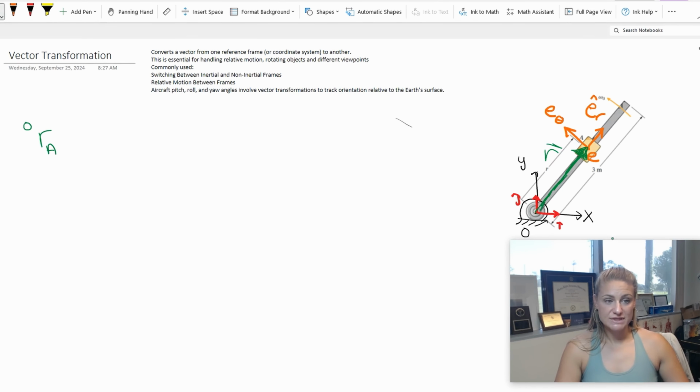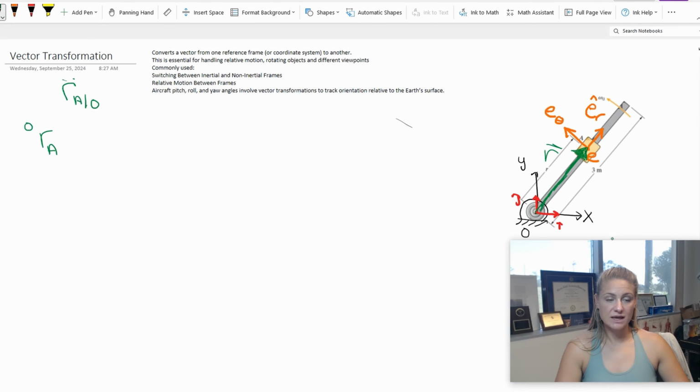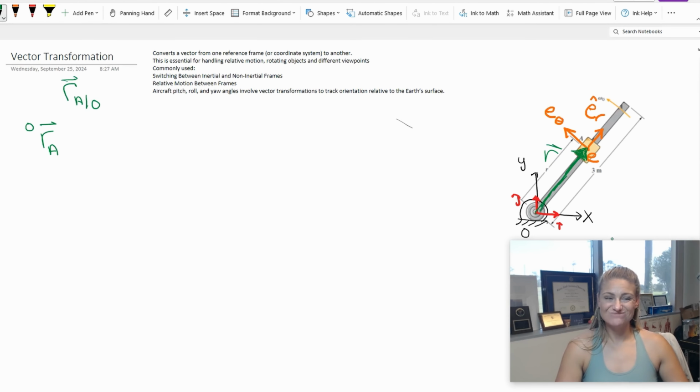A lot of books will represent it like this. Some books are going to reference it like r_A with respect to O. So this is a position vector locating the point A viewed from the point O. Just be cognizant of both ways of doing it, whatever your professor wants.